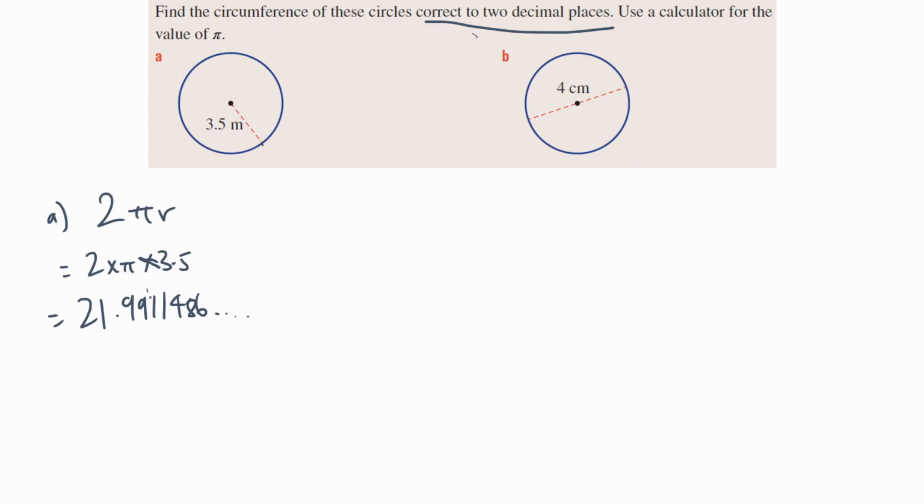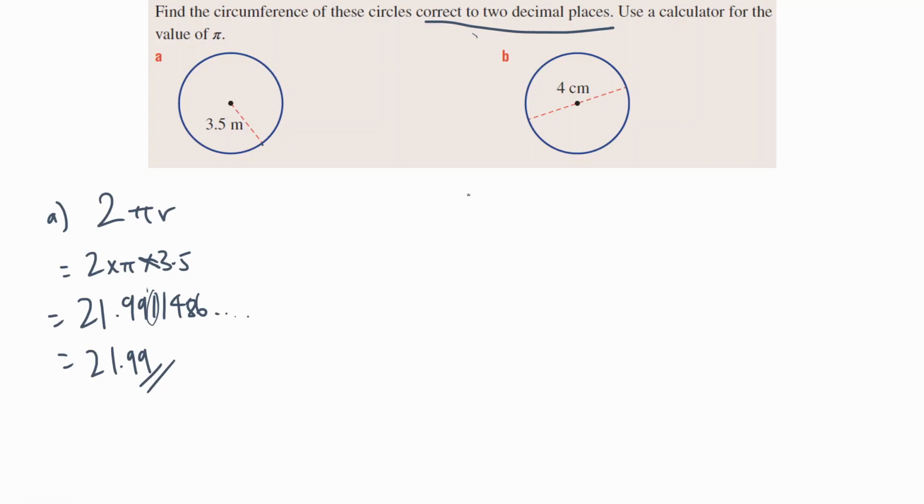And to do that, make sure you look at the number on the right. If it's smaller than 4, we keep that number as it is. If it's 5 or larger, we're going to round it up. But this number is smaller than 4, so that means our final answer will be 21.99.